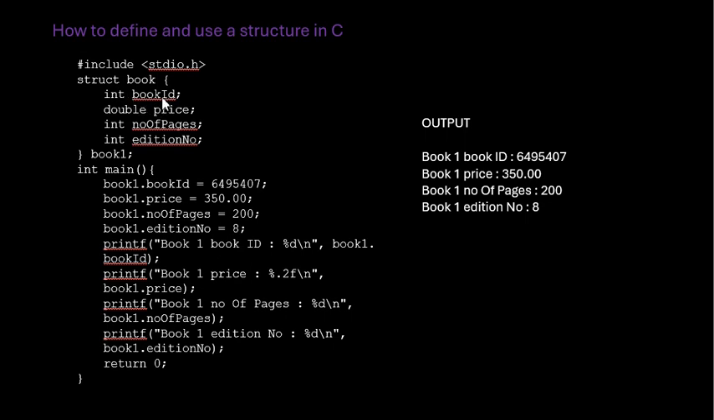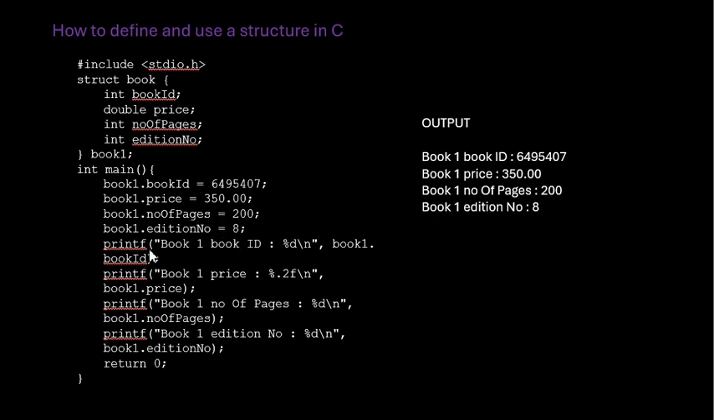Here for example, in this code we have bookid, a variable name, and the type is int. Price, type is double. Number of pages, data type is int. Edition number also has the data type int. Then we have book1. Then under the main function, here we have specified different values to those variables. For example, here we define book1.bookid, this value, and book1.price, this value. Like that we have to assign values for those variables.